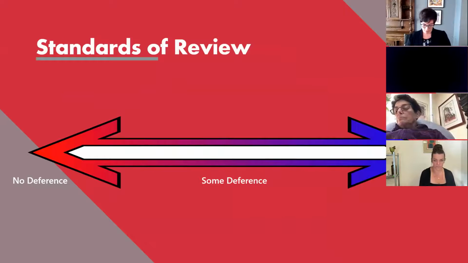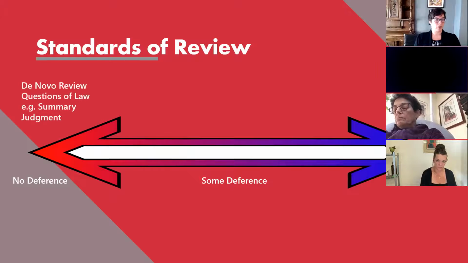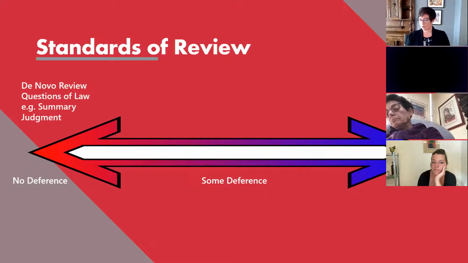There are actually some standards of review where there is complete deference, though that does not generally apply in personal injury cases. So in our cases, an example of no deference would be the standard of de novo review. These are generally reserved for questions of law, such as when issues are being decided on summary judgment.